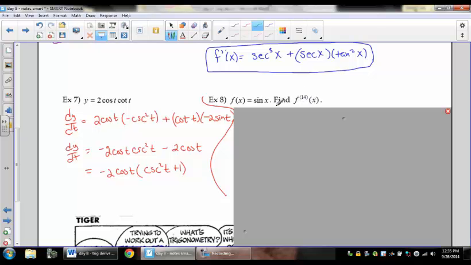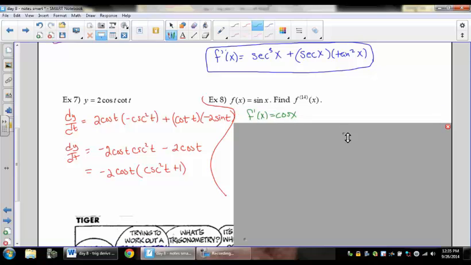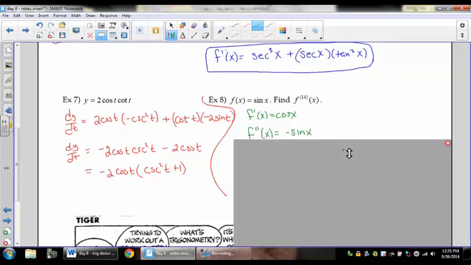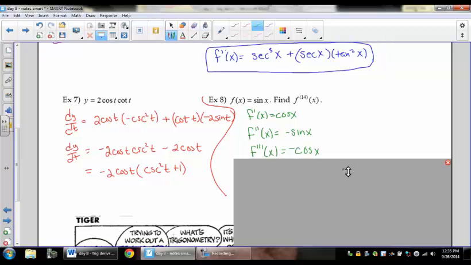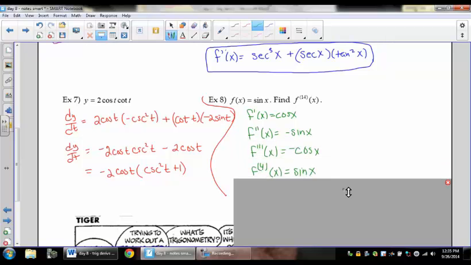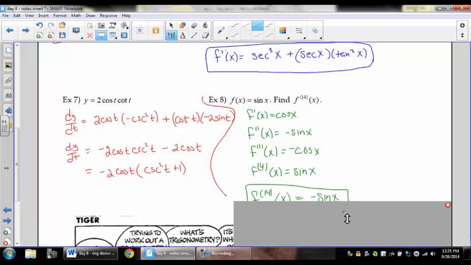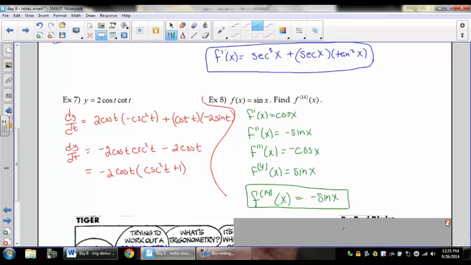So if I want the 14th derivative of sine, I said, okay, the first derivative, cosine. Second derivative, negative sine. Third derivative, negative cosine. Fourth derivative, sine. And I'm back to the beginning. So every fourth derivative brings it back to where it started. So if I need the 14th, 1, 2, 3, 4, 5, 6, 7, 8, 9, 10, 11, 12, 13, 14, my 14th derivative is just negative sine x.